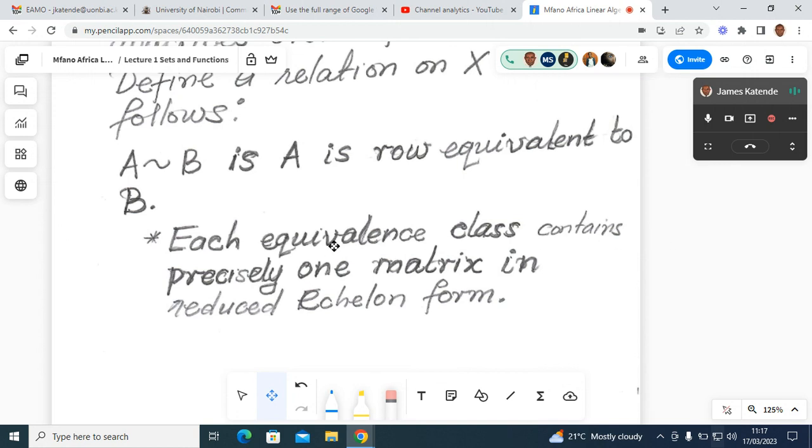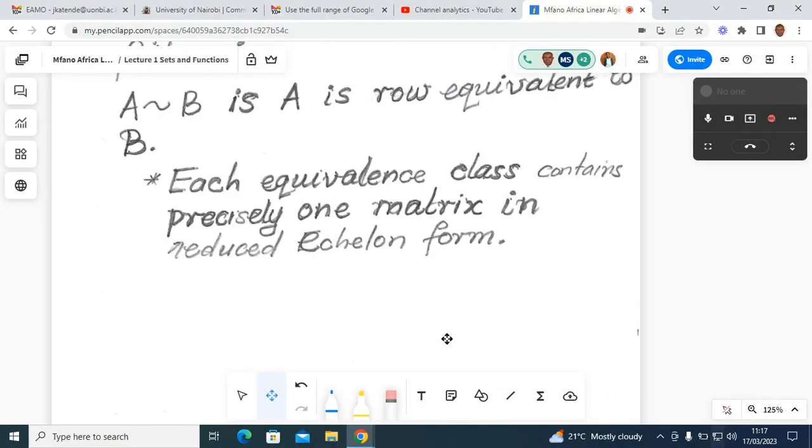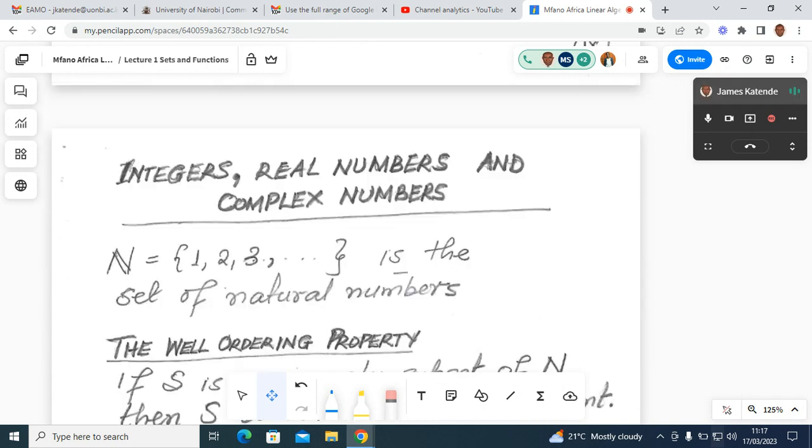Each equivalence class will contain exactly one unique matrix which is in reduced echelon form. All this will come out when we are working on linear algebra. So here is an example of an equivalence relation from linear algebra. I won't go into details because we have not covered this yet. Again, if you have any comments, you can mention them.